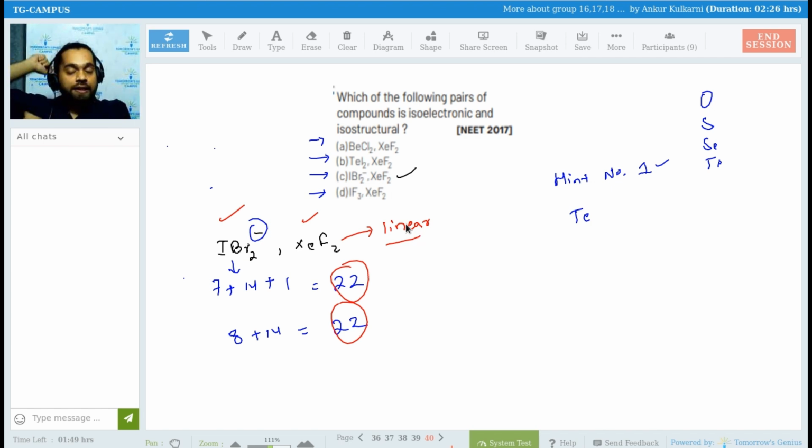Is it linear or not? If it is linear, that will be your answer. Check if IBr2 minus is linear or not. If two atoms are attached to a single atom, there are two possibilities: one is linear, the second is bent. I don't think there is any third possibility.